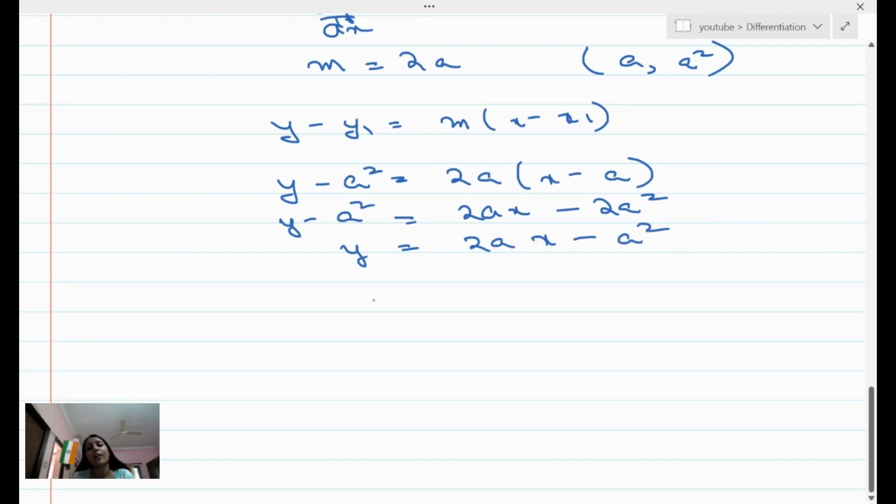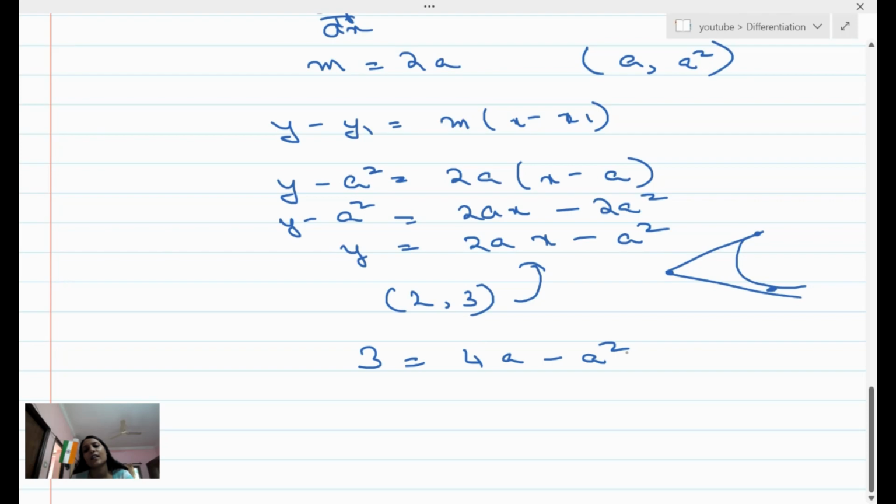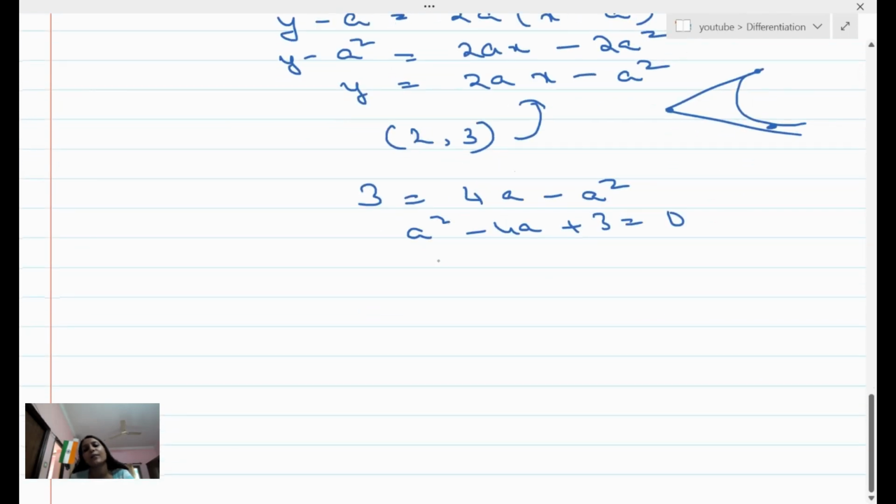Now, according to the question, the point 2 comma 3 is the external point from which we are getting two tangents to the curve. And this would be 1 point, this would be 1 point. So that means 2 comma 3 would lie on our equation of the tangent. So we would get 3 is equal to 4a minus a square. Solving this, we would get a square minus 4a plus 3 is equal to 0. After factorizing, this would be a minus 3 into a minus 1 is equal to 0.